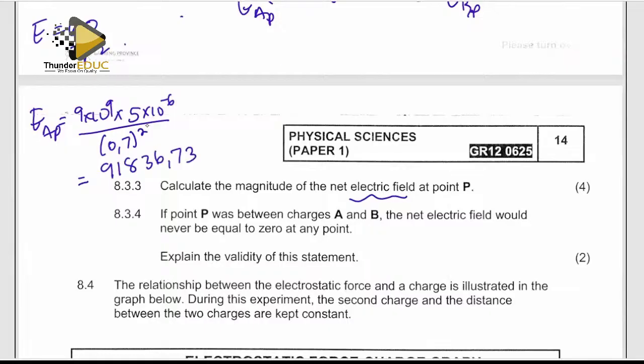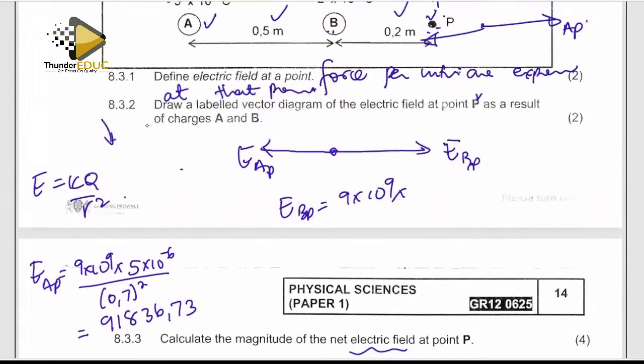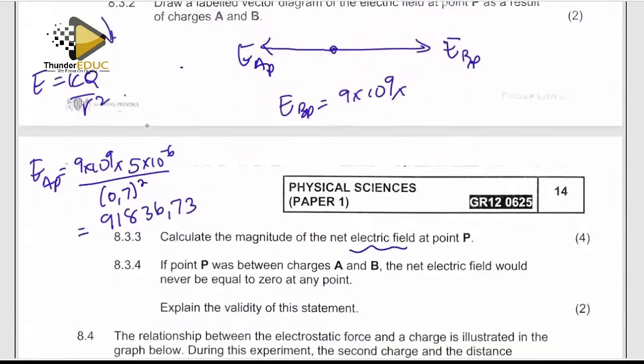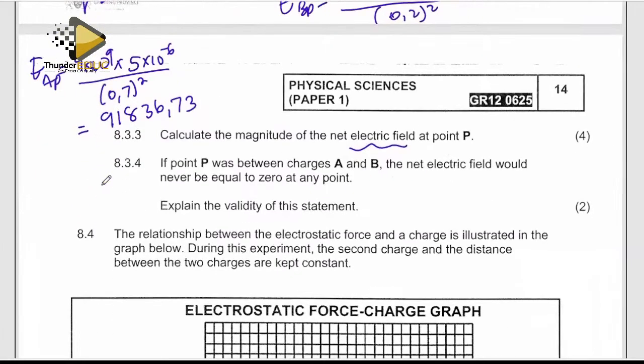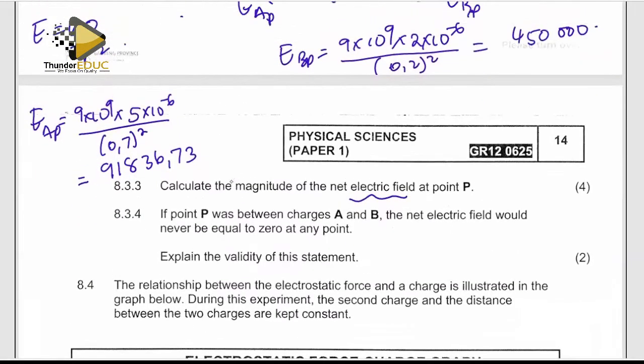Then let me look for the electric field of B at P, which is going to be 9 times 10 to the 9 times, in this case, we're looking at 2 times 10 to the negative 6. And then I'm dividing it by the r squared, which is 0.2 squared. When I punch that in the calculator, I'm getting 450,000. That is Newton per Coulomb. No, Newton per meter. It's Newton per meter.